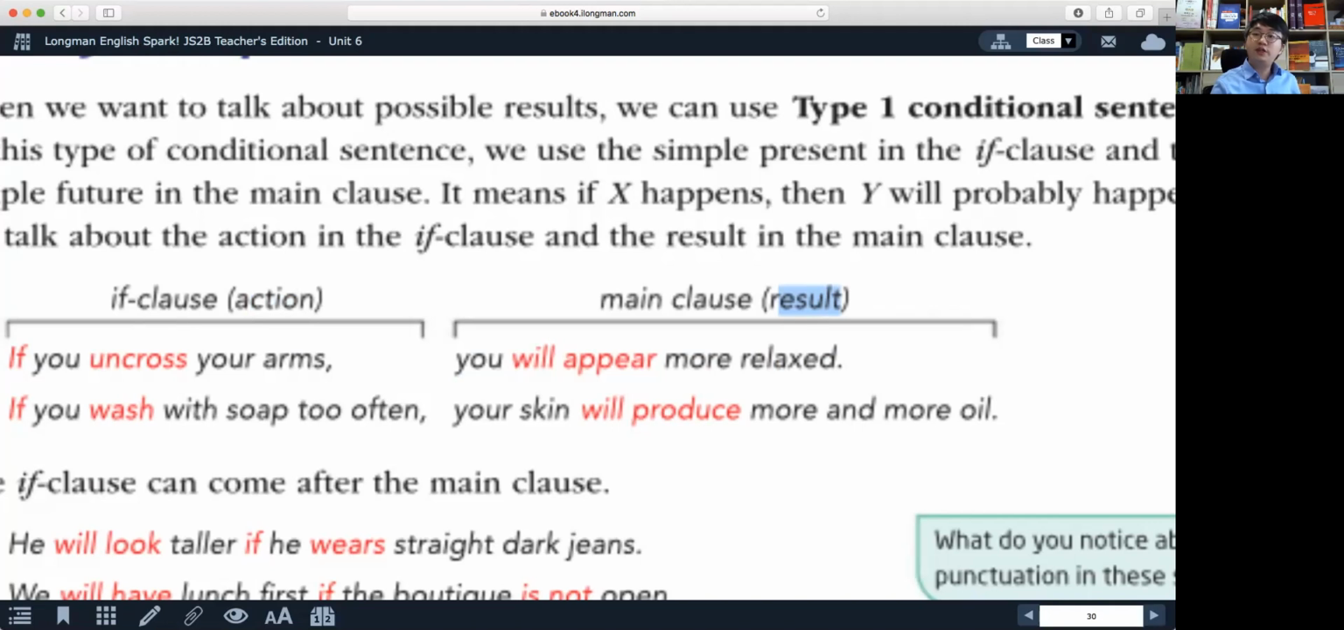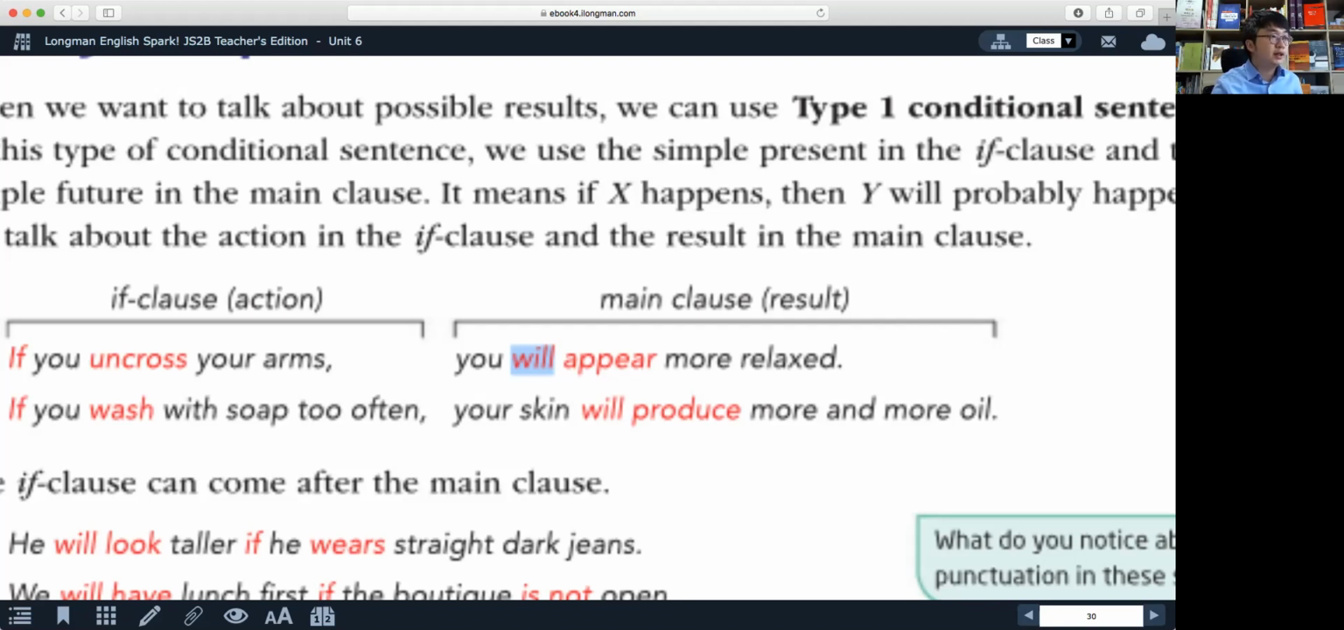So when we form this type of conditional sentence, also pay attention to the tense. Just like I said, for the if clause, we use simple present tense. Like here, uncross is not in past tense, it's in simple present. And for the main clause, it is in future tense. Like here, you can see the word will, W-I-L-L here, indicating that it is in future tense.